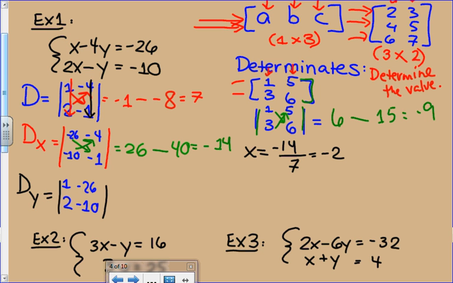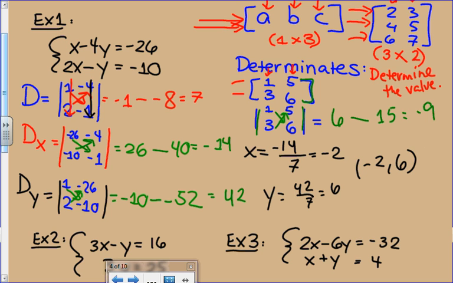Okay, we're ready to go. 1 times negative 10. Minus 2 times negative 26. Negative 52. What's minus negative 52? Plus 52. Negative 10 plus 52. 42. Alright, so here we're one step away from finding our y. Y equals 42 divided by 7. 6. There's our point. Negative 2, 6.